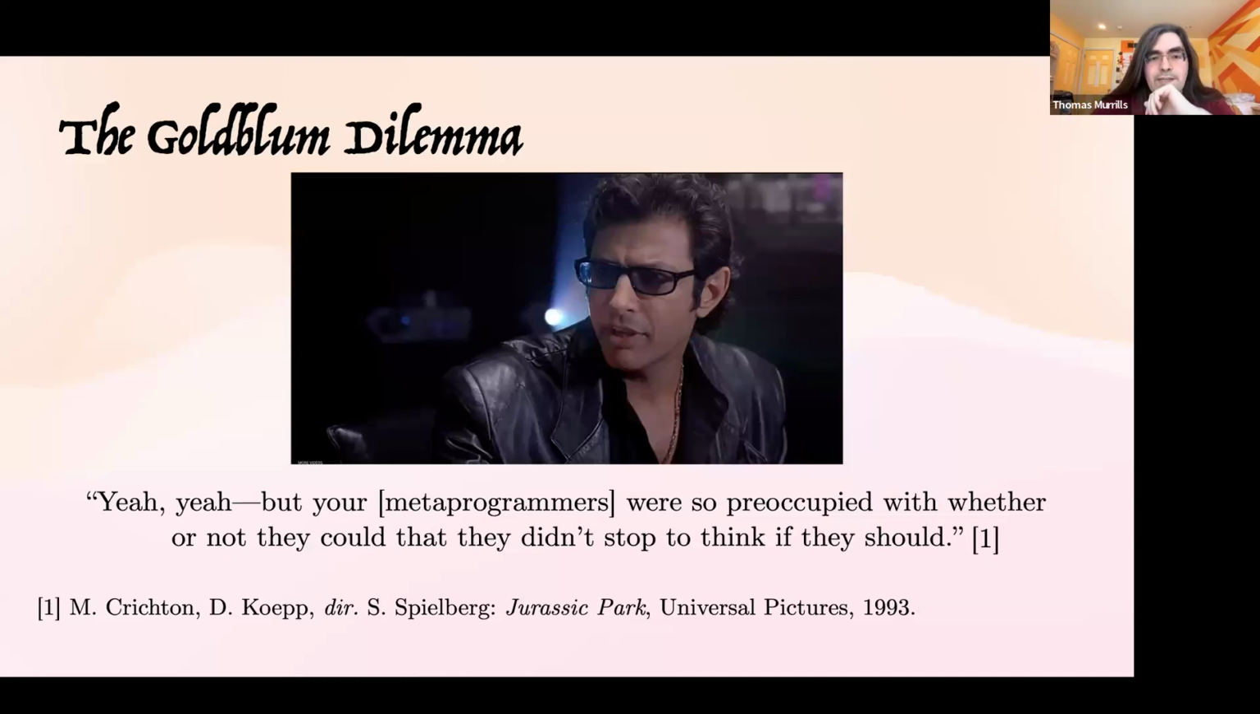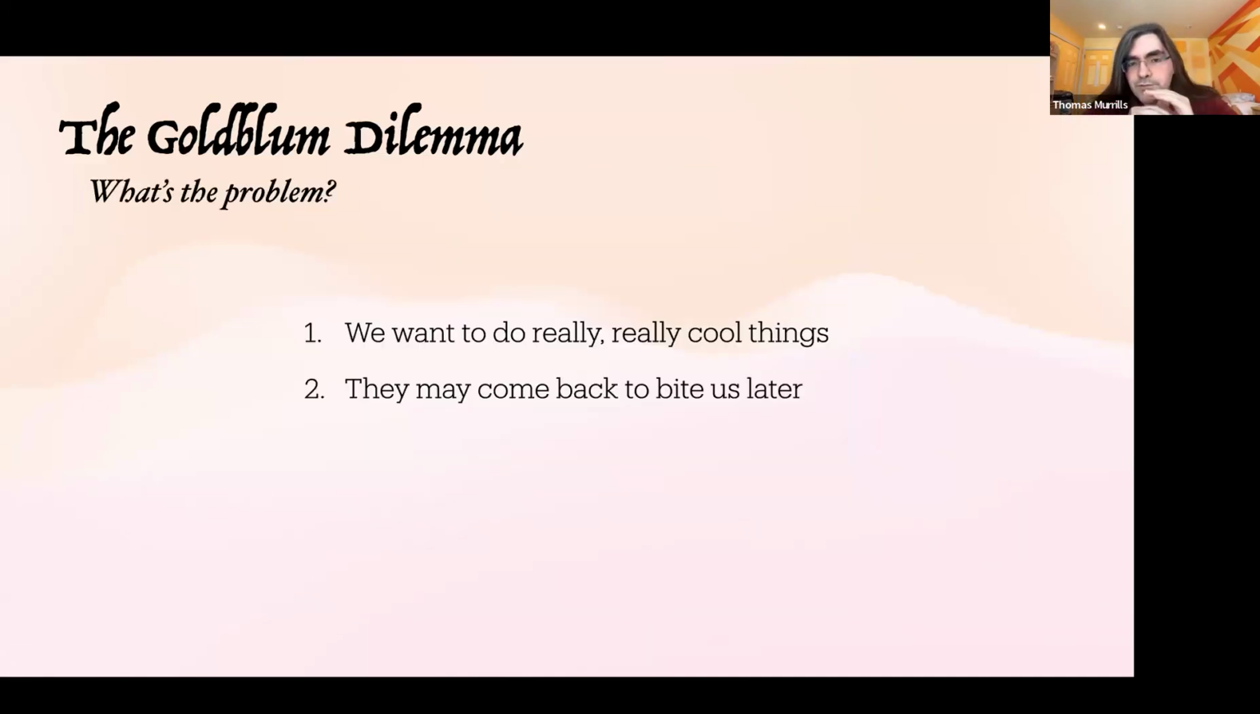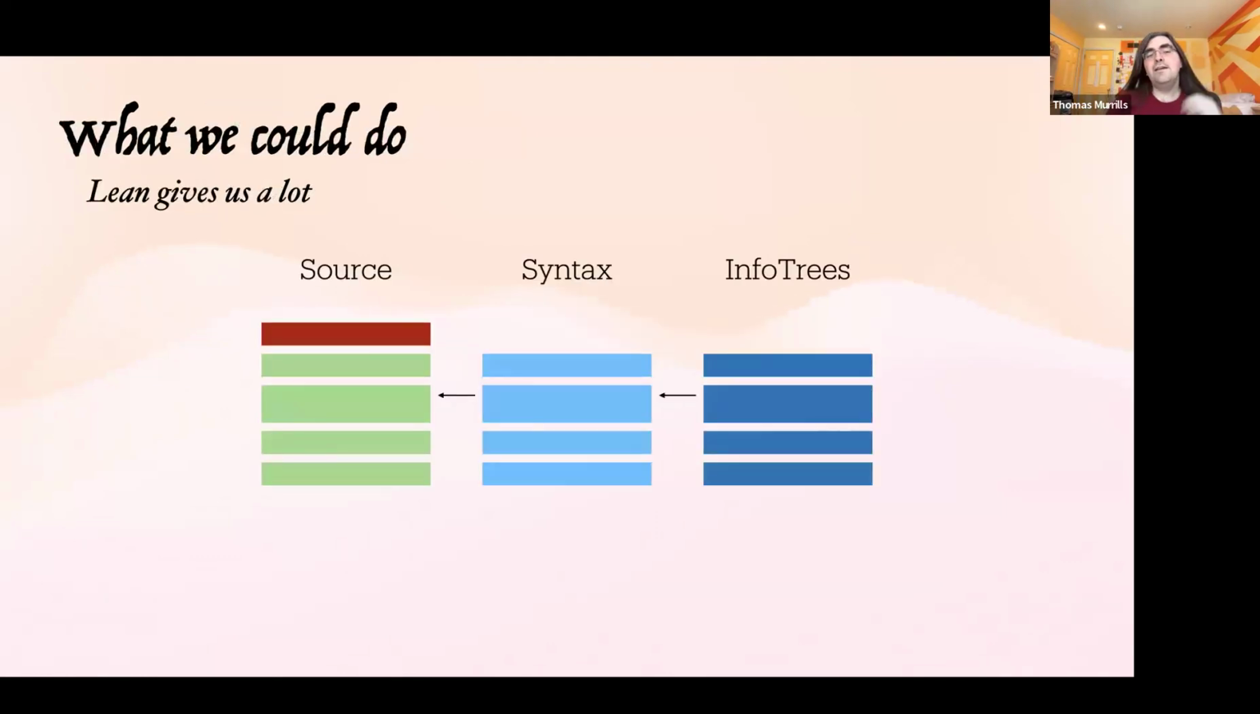So, what is the dilemma exactly? We want to do really, really cool things, right? We want to make dinosaurs, but they may come back to bite us later. So let me tell you first about these really, really cool things we can do. I think if you've been watching the talks in this conference, you hardly need convincing that metaprogramming can do really cool things. But let me tell you how.